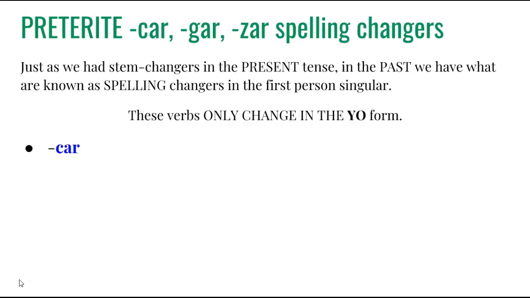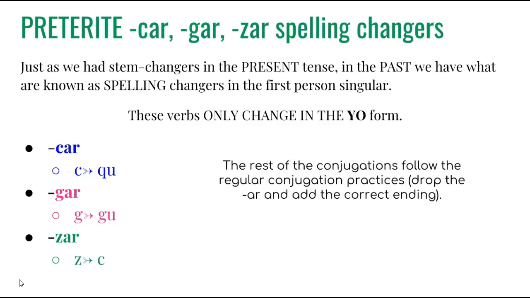Now let's look at verbs that end with -car. If you have that verb, your c is going to turn to a qu. Para -gar, that g is going to turn to a gu. And then para -zar, that z as in zebra is going to turn to a c as in cow.